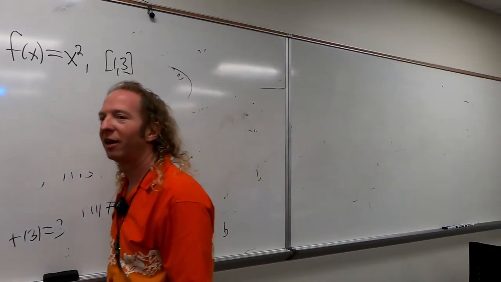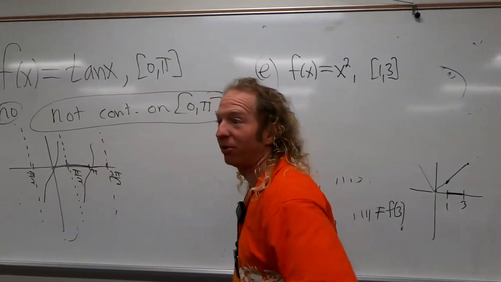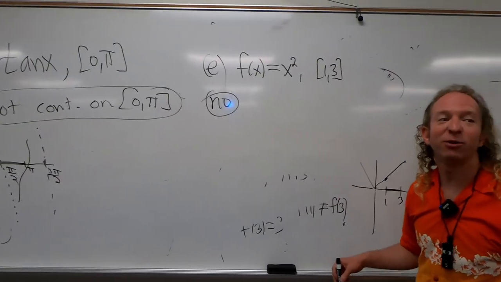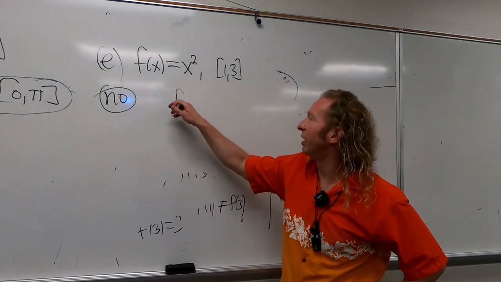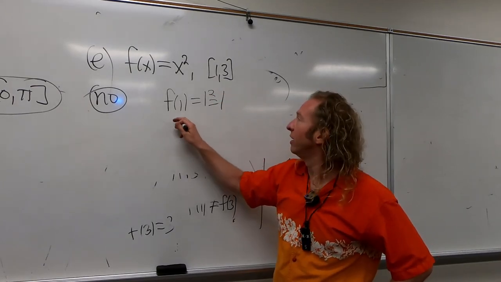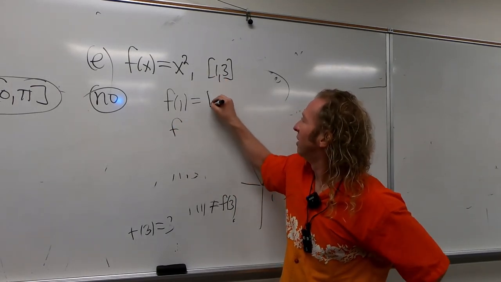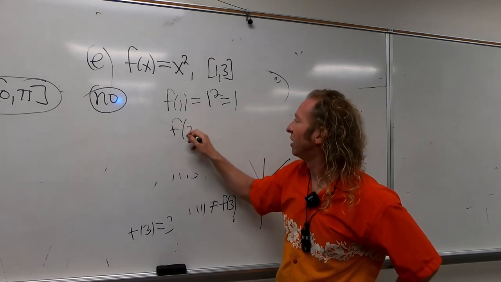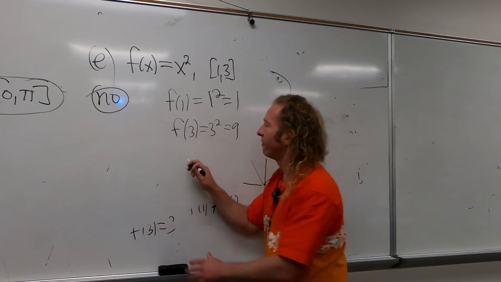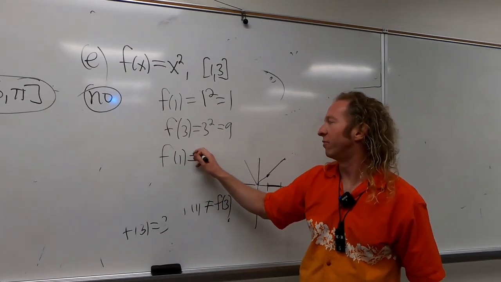What do you think? It is differentiable. It's not right, f of a is not equal to f of b, because if you plug in 1, you get 1. And if you plug in 3, you get 9. So f of 1 is not equal to f of 3.